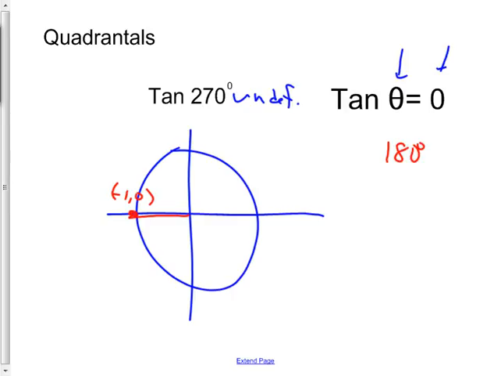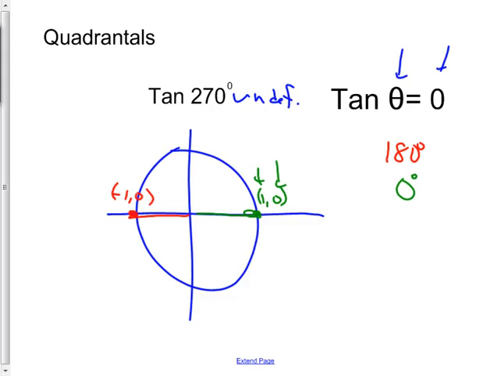The other answer, I'm guessing, has anybody checked it? Is it this one? I think it's that one. And that would be at 1, 0. And the tangent is, again, y over x. 0 over 1 is 0, so that would work. So 0 degrees or 180. All right.